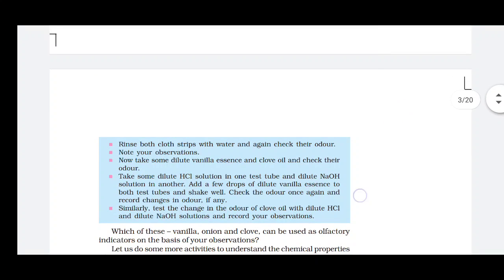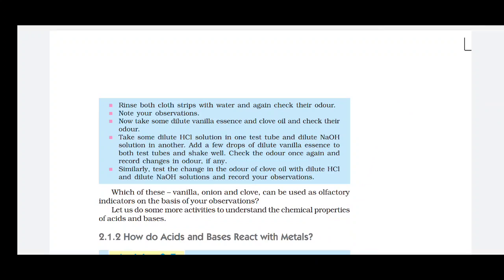Now what happens? Then you have to wash the clothes. First you have to dip one in NaOH and dip the other cloth in HCl. Wash both the clothes. Now after washing both the clothes, you will observe that here onion is used as an olfactory indicator. Okay, the smell of the onion will not be removed in case of acid. The smell of the onion from the cloth will be removed when you're using a basic solution.